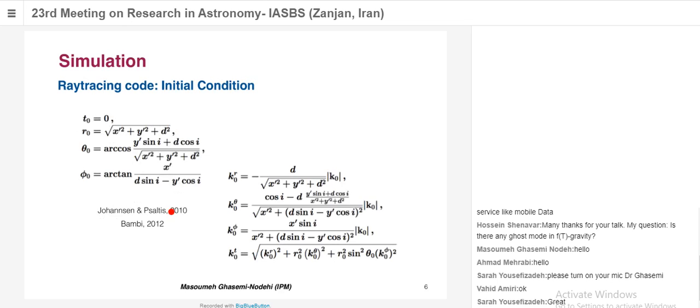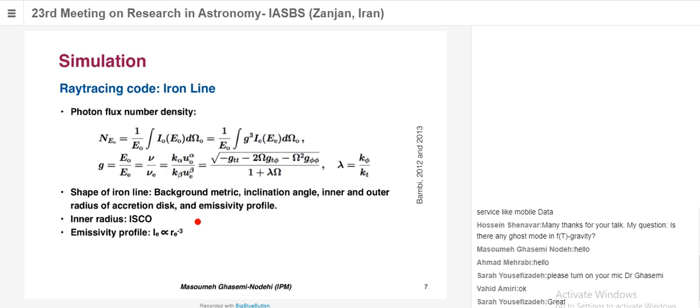This is our initial condition for the ray tracing code. And for the iron line part, we measure the photon flux number density with this equation. E is the specific energy of the observer. I is the specific intensity. d omega is the element of solid angle. E is for emitter, and O is for observer. All the information about the relativistic effects is encoded in the g factor, which is defined in this way.